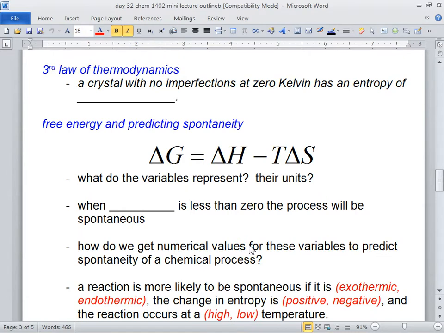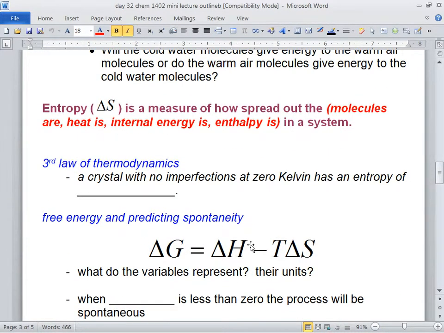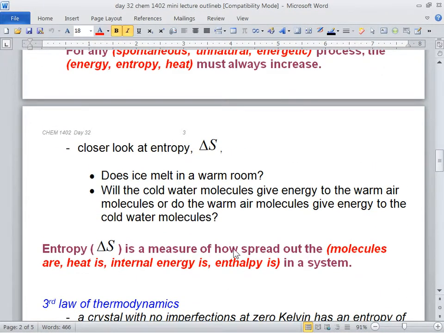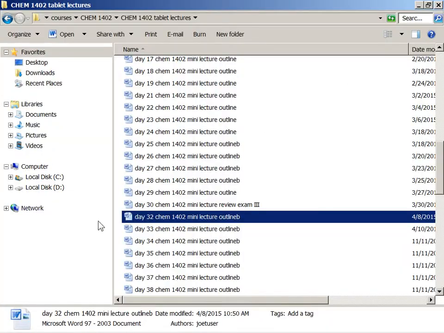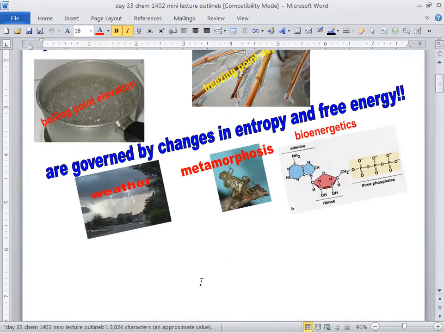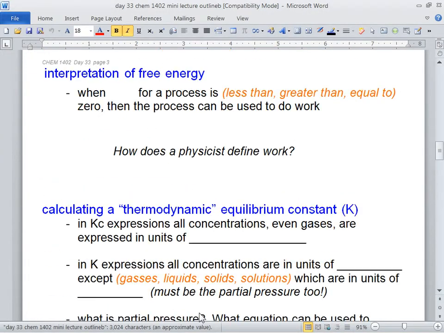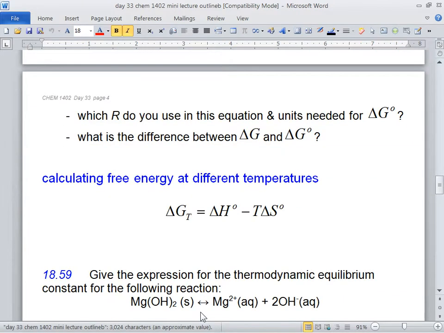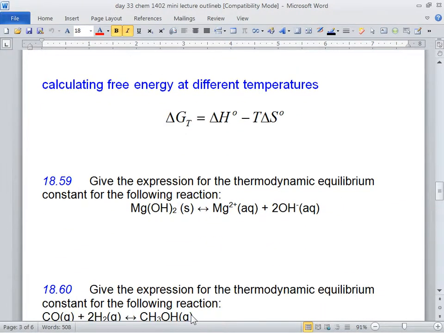Whoa. Where are we at? What day are we on? 33? No wonder it looked weird. All right.